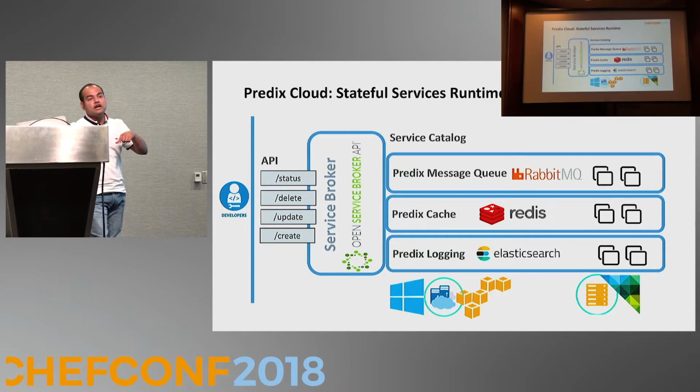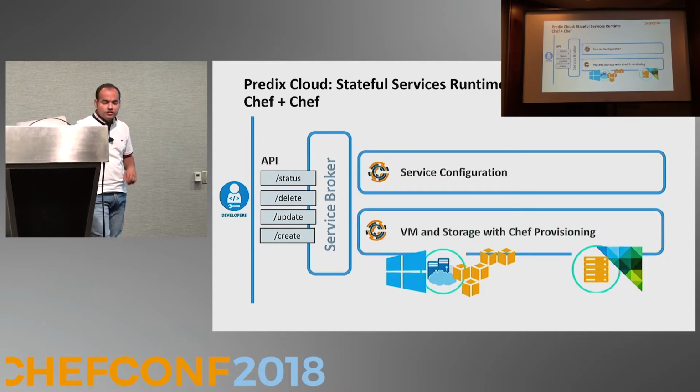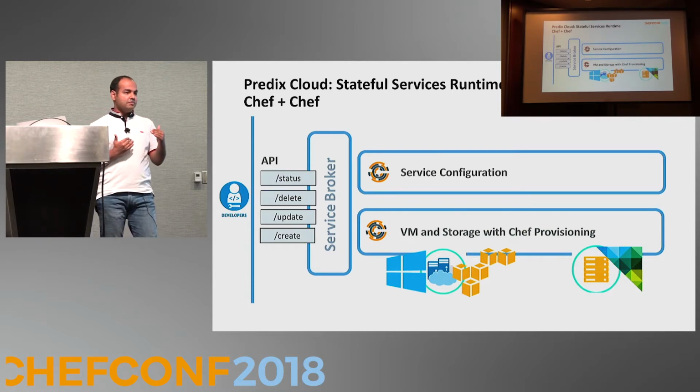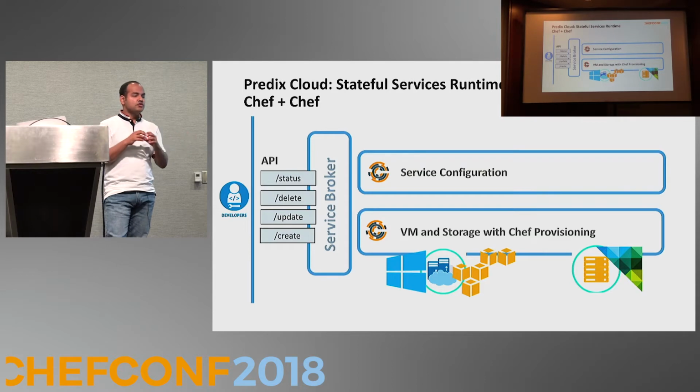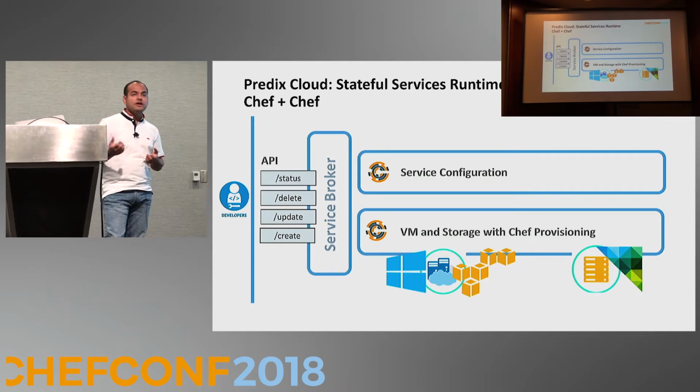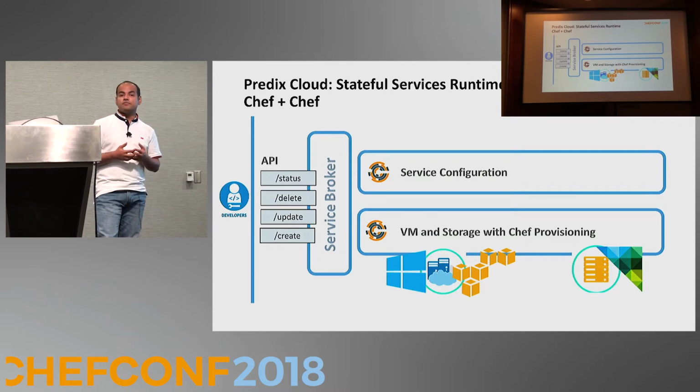Now I will go into the detail of how we implemented this use case. When we started, we were still big on Chef at that time. So we created these APIs which implement the Open Service Broker API interface. The first step is to create the machines. We wanted to run on three different clouds, Amazon, Azure, and vSphere, so we used Chef provisioning because it has a driver for all three of these. So machines and storage get provisioned using Chef provisioning.